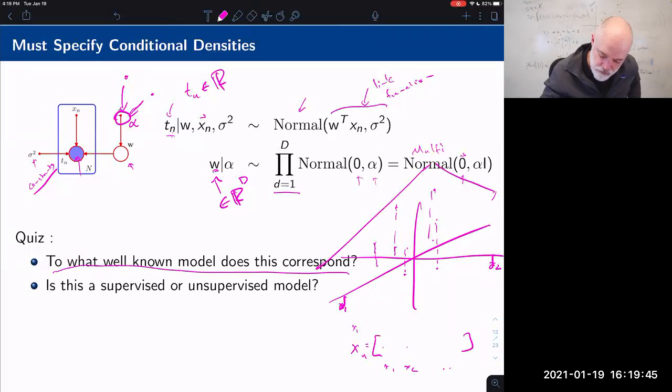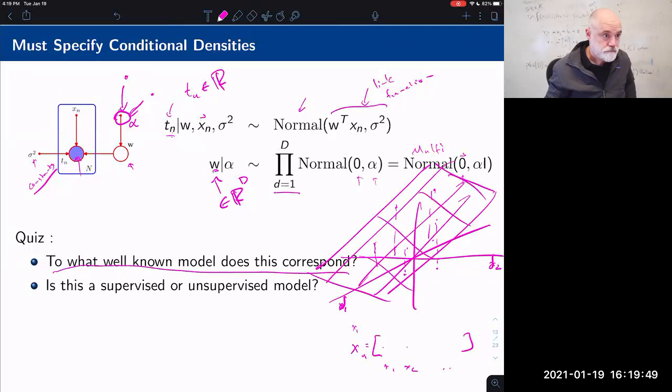And W is going to describe a plane. And this normal term accounts for deviations away from the predicted plane to the target data. And W transpose X is, in fact, the value of the plane.